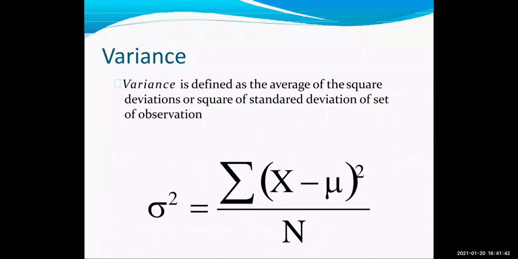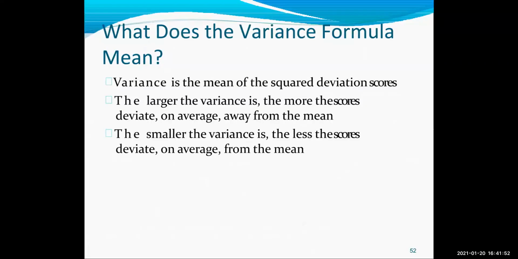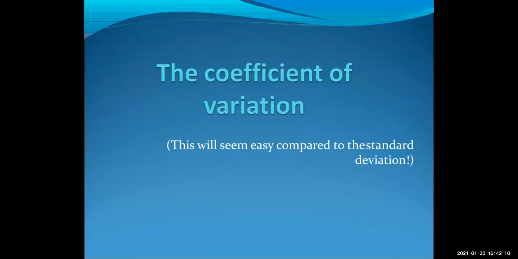Now, when we talk about variance, it is defined as the average of squared deviations, or the square of the standard deviation, of a set of observations. Variance is the mean of squared deviation scores, and the larger the variance is, the more the scores deviate on average away from the mean. And the smaller the variance is, the less the scores deviate on average from the mean.